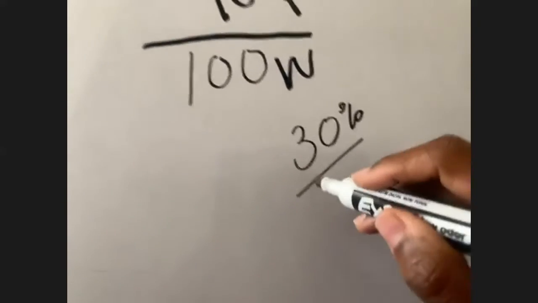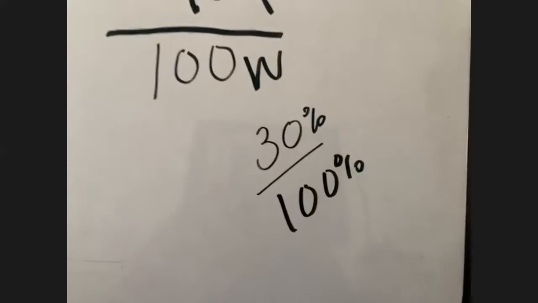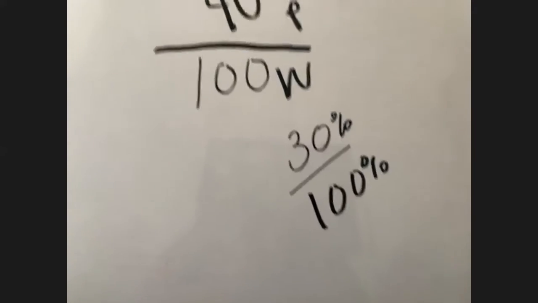And it could look like that. It could also look like this. 30% over 100%. Okay, see that? Percent is a part of a whole. So let's make it plain here. So say we have, let's just say, 70% of the students were in class today.